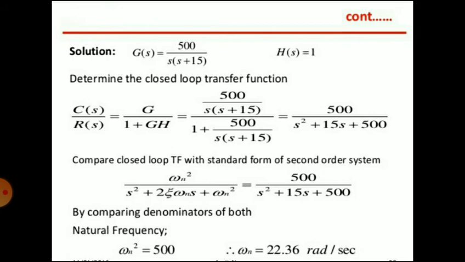Now we have to compare this closed loop transfer function with the standard form of second order system. The standard form of second order system is omega n square upon s square plus 2 zeta omega n s plus omega n square. And the closed loop transfer function that we get after simplification is 500 upon s square plus 15s plus 15. So compare denominators, you will get omega n square equal to 500. So omega n is equal to 22.36 radian per second. That is the natural frequency.